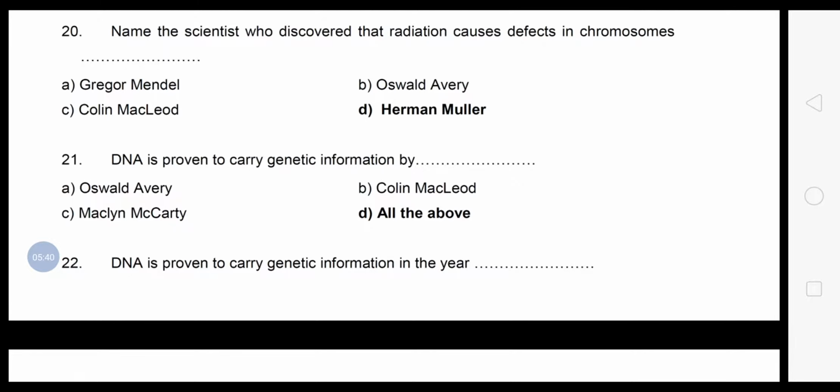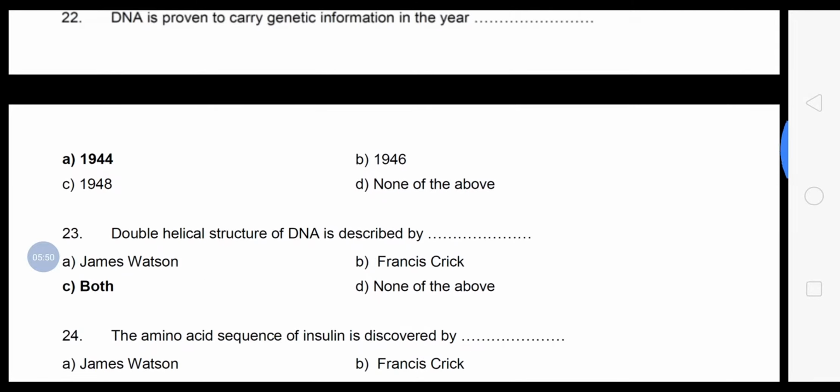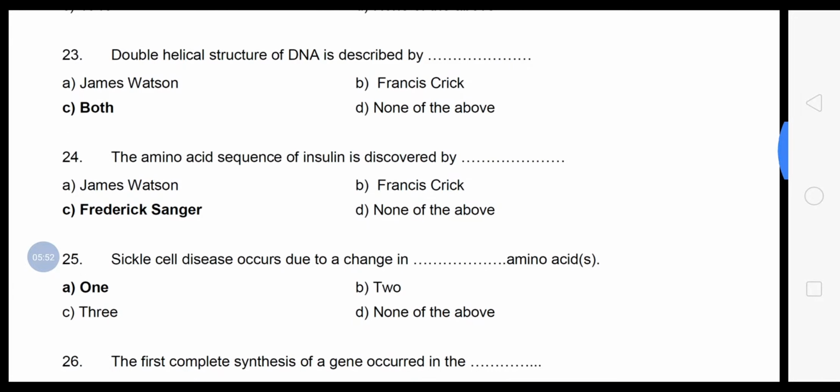DNA is proven to carry genetic information by Avery, MacLeod and McCarty. DNA was proven to carry genetic information in the year 1944. Double helical structure of DNA was discovered by Watson and Crick in 1953.